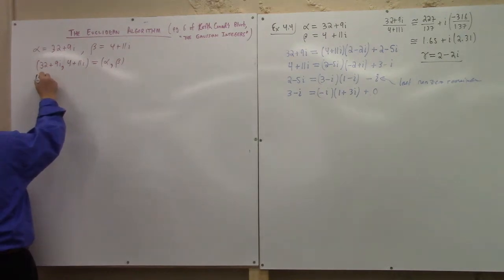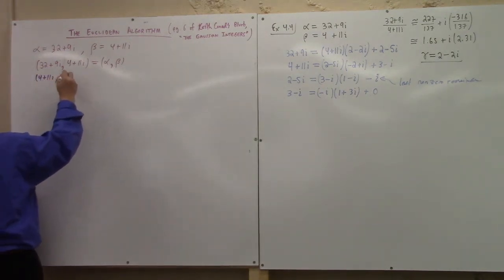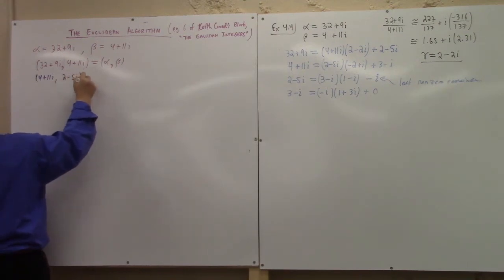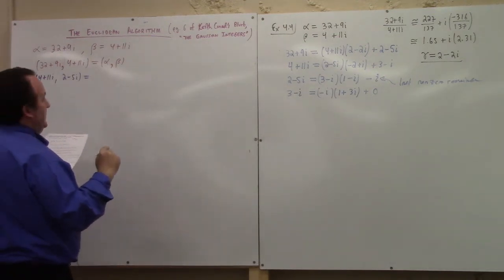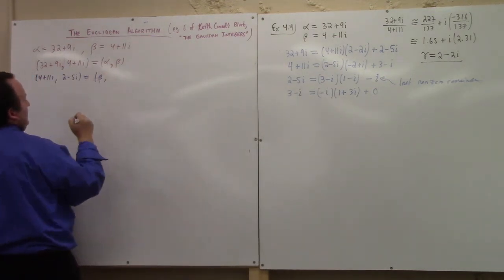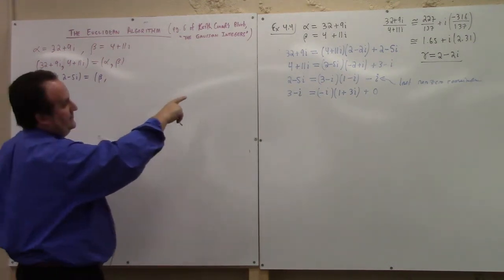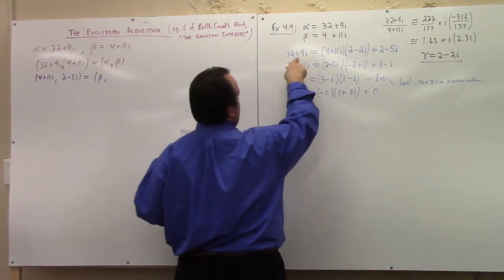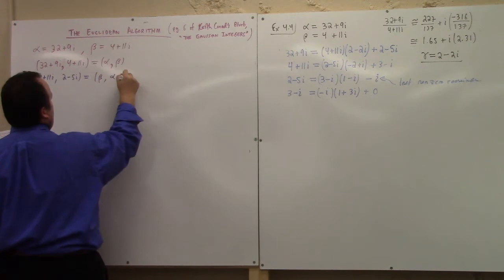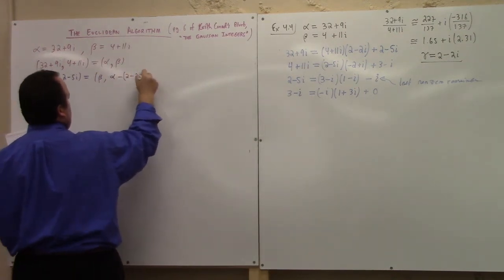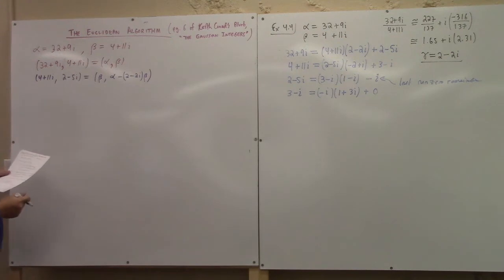So 4 plus 11i, and it turns out the remainder is 2 minus 5i. All right? So it's basically following that calculation. How did you get 2 minus 5i? Well, remember beta goes here. And how did you get this 2 minus 5i? Well, you took alpha and you subtracted 2 minus 2i of it, 2 minus 2i of beta, right? Oh, I wrote it in a really weird way in my notes.